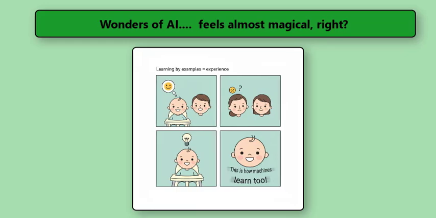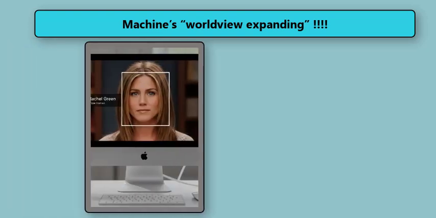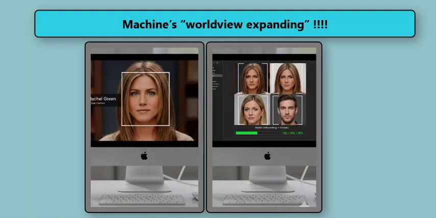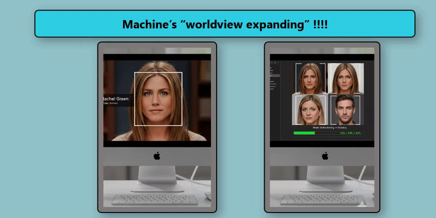Machines learn almost the same way. If a computer sees just one picture of, say, Rachel Green from Friends, and you label it as human, it will think Rachel Green is the only human on the earth. Give it 100,000 photos of all sorts of humans, different ages, ethnicities, heights, and so on, and teach it this is a human. Now the machine builds a much broader, more flexible idea of what a human is.